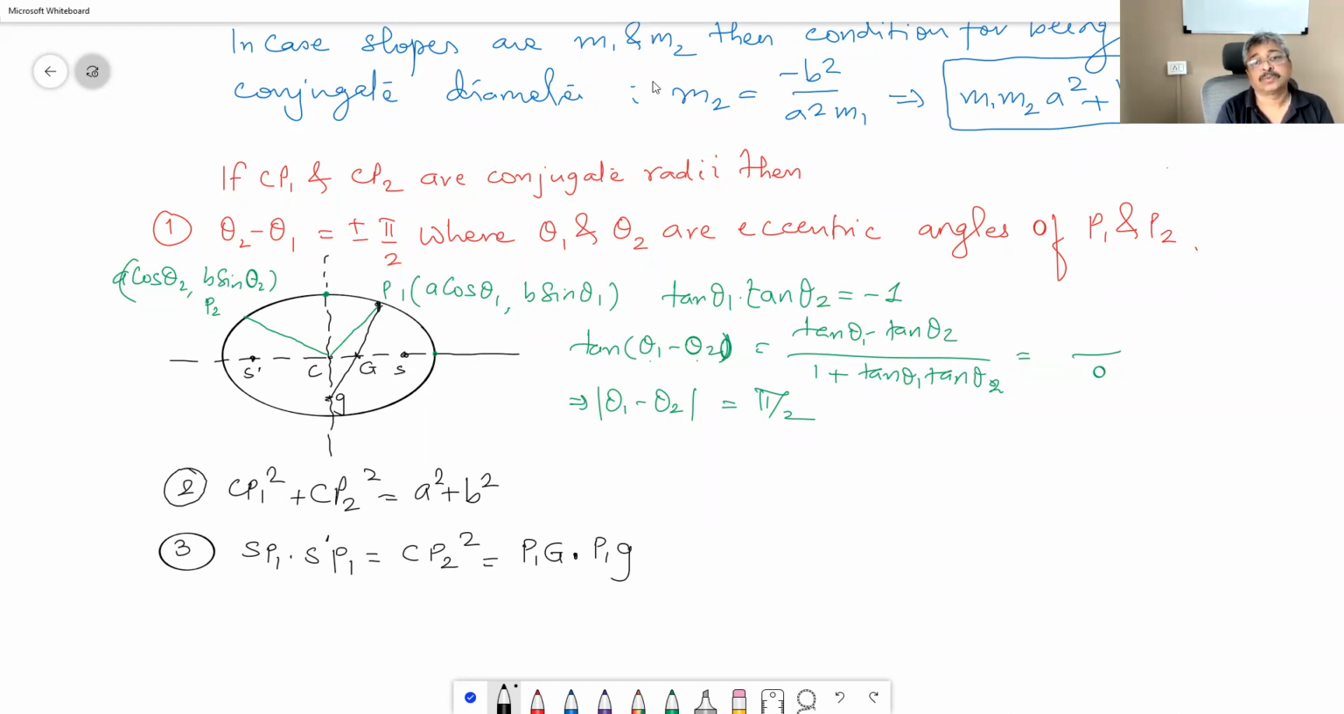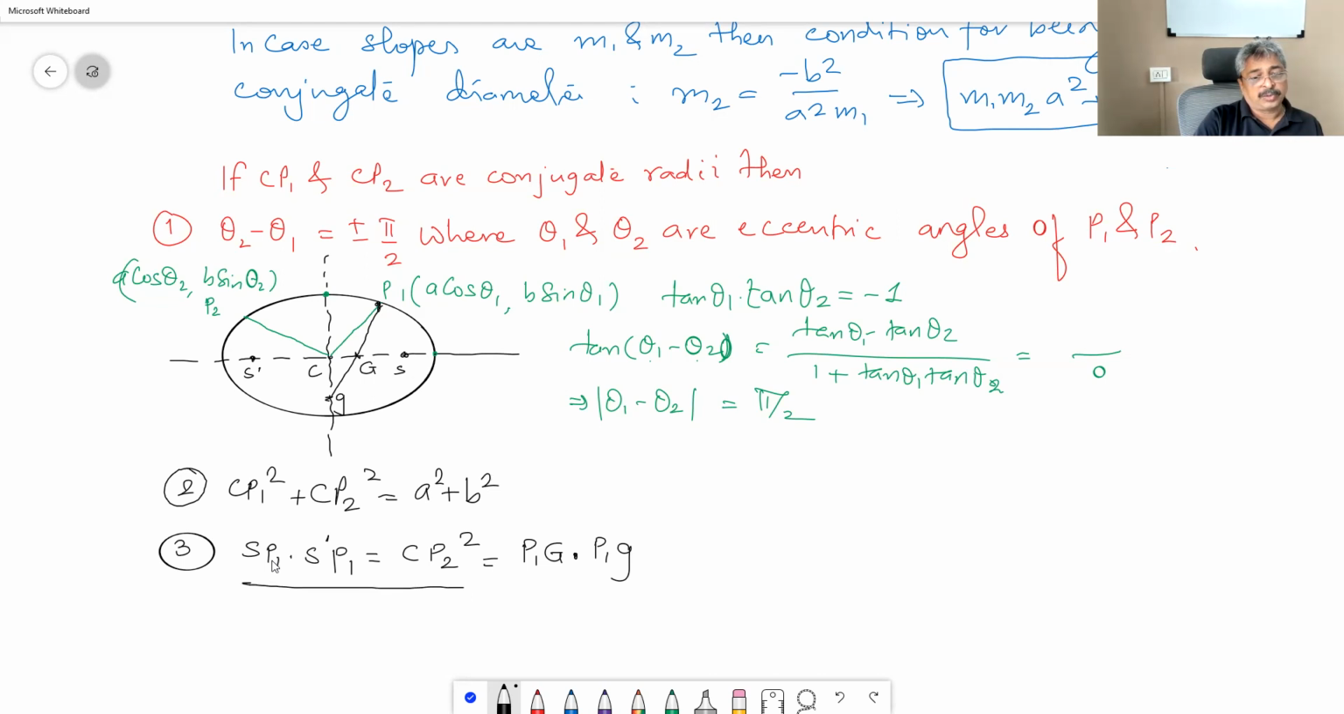Work hard. The only thing to be proved in this is the first part, because the second part is already proved. SP1 into S dash P1 is equal to P1G into P1 small g, we have already done earlier. The only thing required to prove is SP1 into S dash P1 is equal to CP2 square. Now you know the coordinates of all. S is AE, 0. S dash is minus AE, 0. Find out these distances, take the squares if you want, and check whether your LHS is equal to RHS or not, and you will get it.